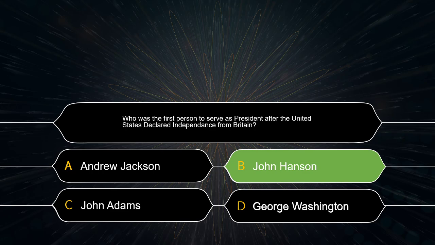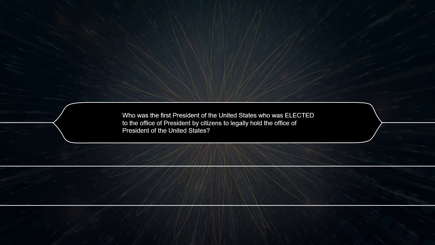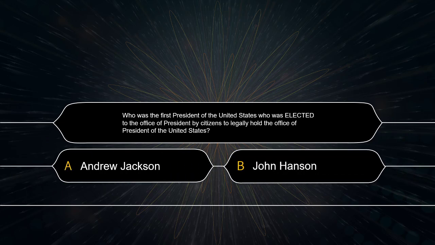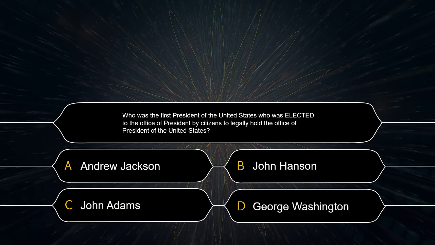Question number 2. We're going to ask this in such a way that there's no wiggle room, right? Because it's not like me to look for an angle. Who was the first president of the United States who was elected to the office of president of the United States by the citizens to legally hold the office of the president of the United States? All right, so they ran for the office of president. They got votes for the office of president, and they were the first to actually be president of the United States in the elected framework.